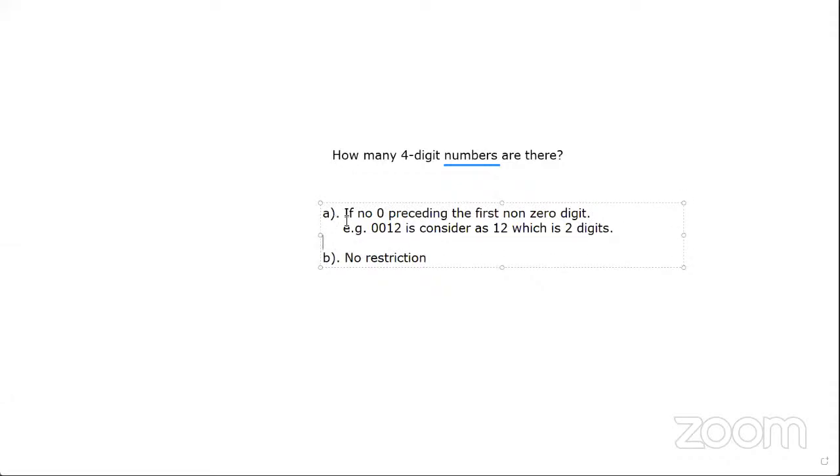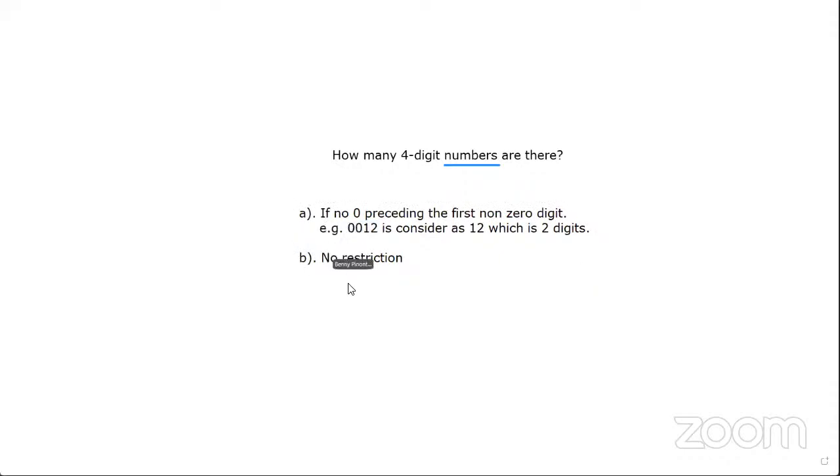So for number A, we're going to consider that, for example, 0012 is just 2-digit, because we don't count the zeros at the front. And then number B is anything. So we count 0012 as 4-digit. So what's the answer for A?